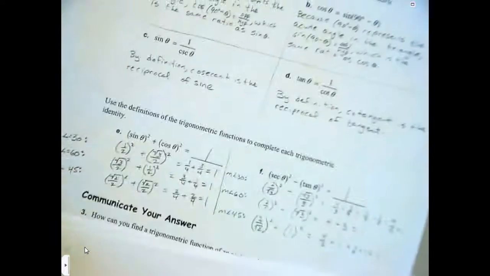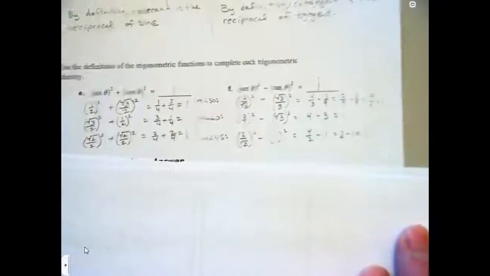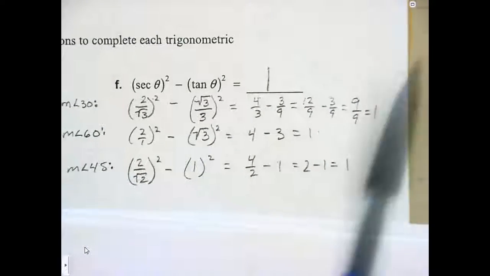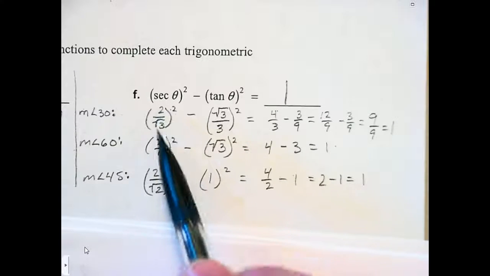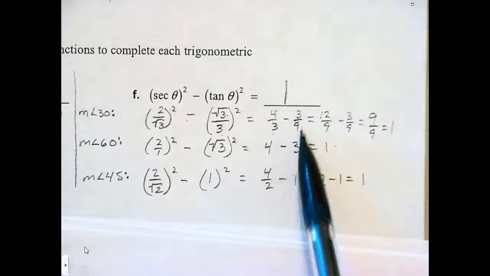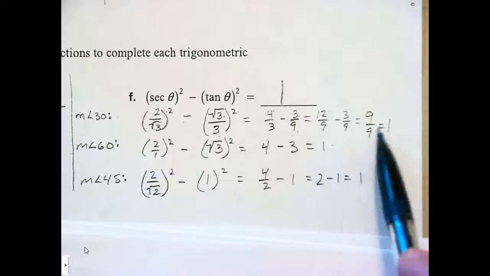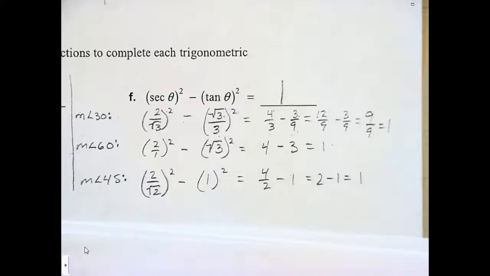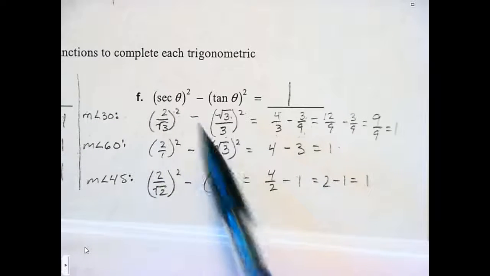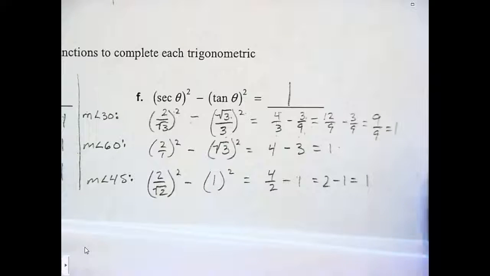Uh-oh. Let's check. Here's my work for it. So we get 30 degrees. That's 2 over root 3 squared minus root 3 over 3 squared, which is 4/3 minus 1/3, which is 1. Don't know why I didn't make that 1/3. I made it change it to 9, so that's kind of crazy. But okay, secant squared theta minus tan squared theta is equal to 1. That is called a Pythagorean identity.